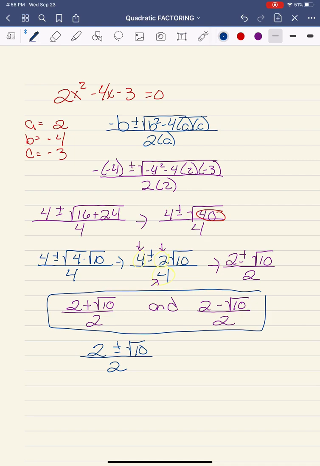Now, I hope that this helped you understand how to use the quadratic formula.